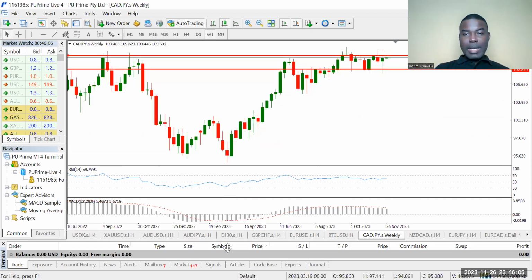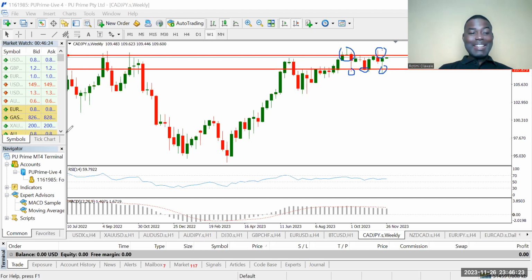And also I want to look at CADJPY. Now this CADJPY on the weekly time frame, we can clearly see that price hit a resistance level up there, and we have a valid support level down below. So CADJPY is actually in a range on the weekly time frame.